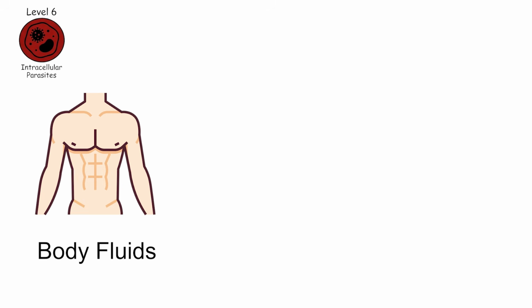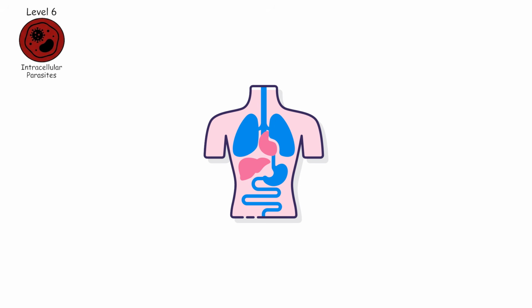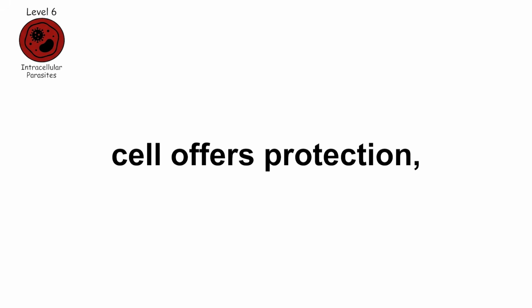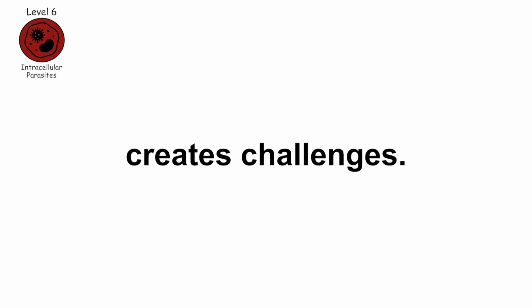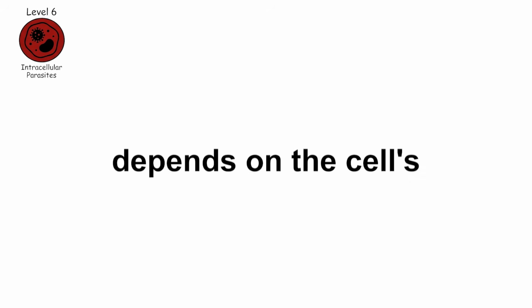They often spread through body fluids, insect bites, or contaminated food and water. After entering the body, they invade specific types of cells depending on the species. Living inside a host cell offers protection, but it also creates challenges. The parasite must avoid killing the cell too quickly, since it depends on the cell's survival to continue reproducing.